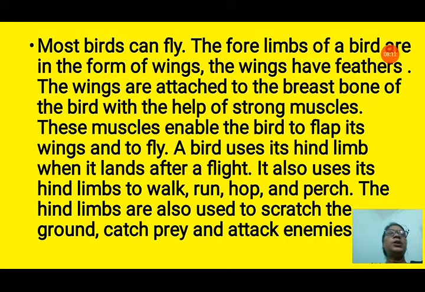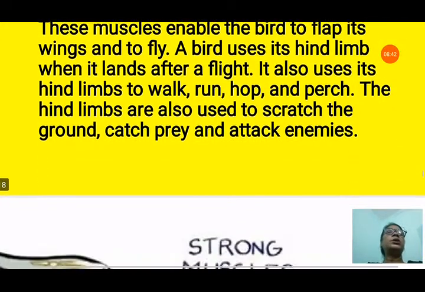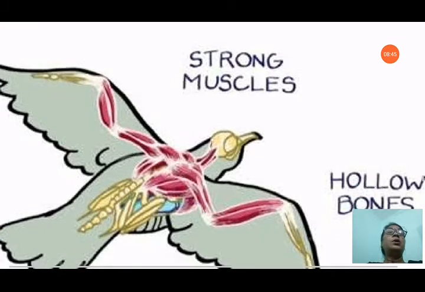A bird uses its hind limbs when it lands after a flight. It also uses its hind limbs to walk, run, hop and perch. With the hind limbs, they are sitting on the branch and perch on the tree or wherever they are sitting. They can walk also with the help of their hind limbs. They can hop also. The hind limbs are also used to scratch the ground, catch prey and attack enemies. So, with the hind limbs, they can attack the enemies also. They can catch prey also and they can scratch the ground also to search insects, like in a hen.